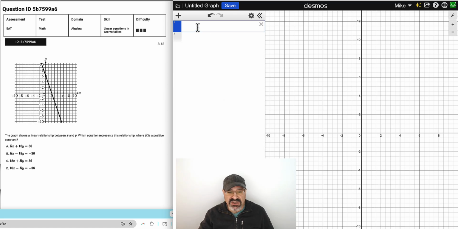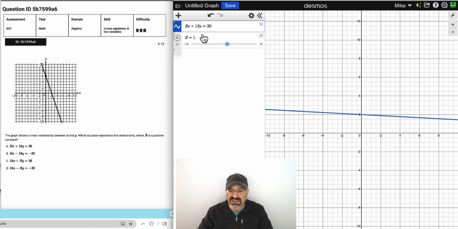Now it does say R is a positive constant, so I'm going to use R, but then we're going to determine R using a slider. That's usually pretty easy in Desmos. In fact, there it goes, asking me right away if I want to make R into a slider, and I do. All right, now let's add the other equations.